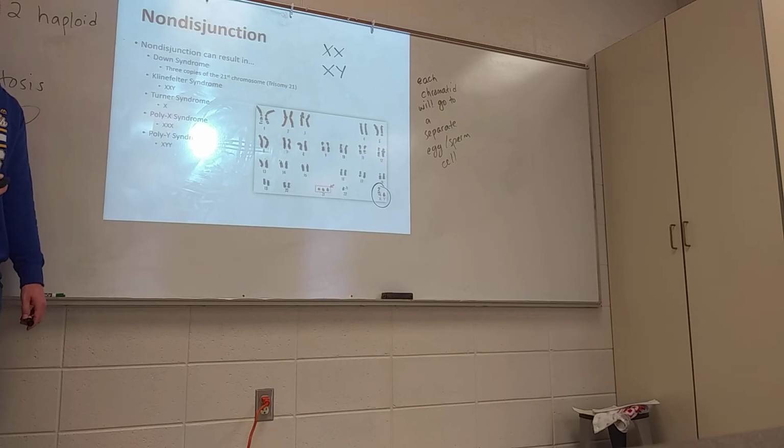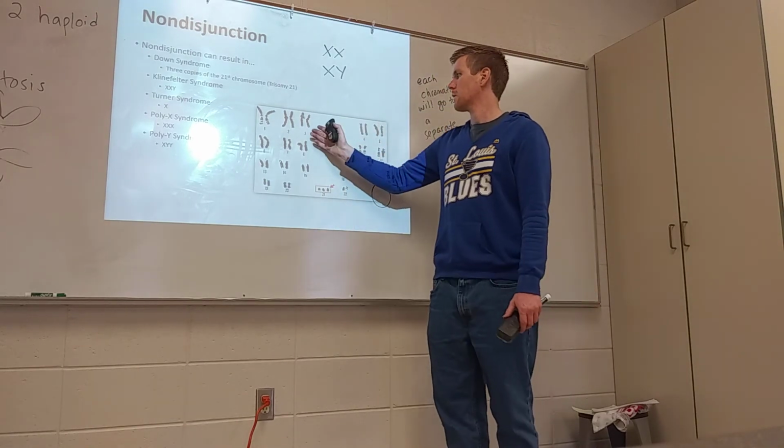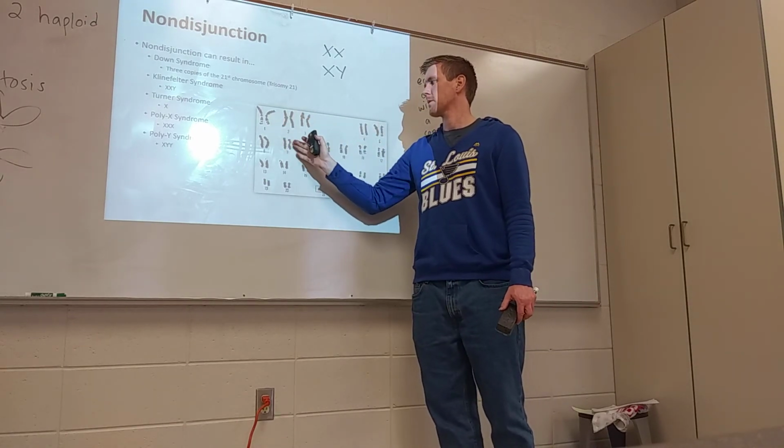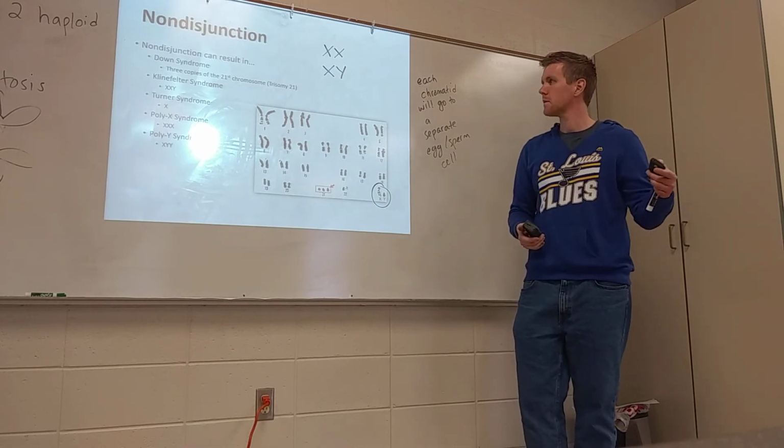But those are some examples of non-disjunction and the effects that they can have. Again, typically if you have 3 copies of some of these larger chromosomes, that doesn't even allow for survival to birth.